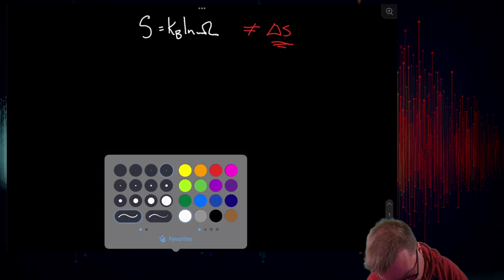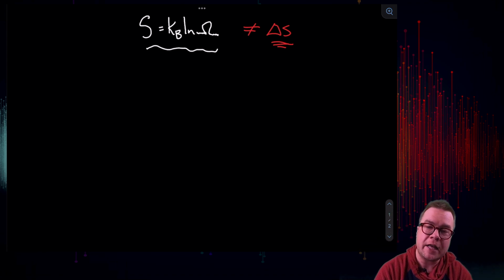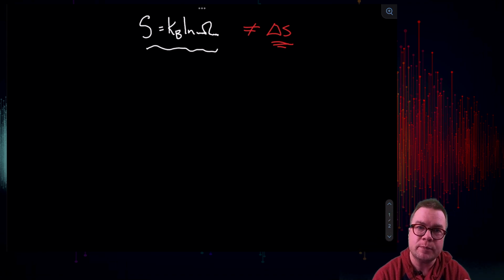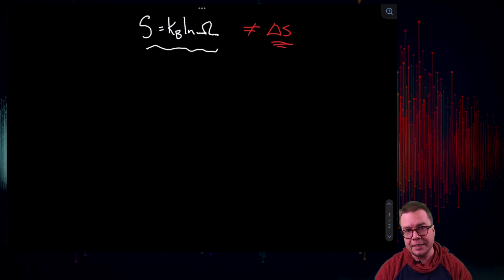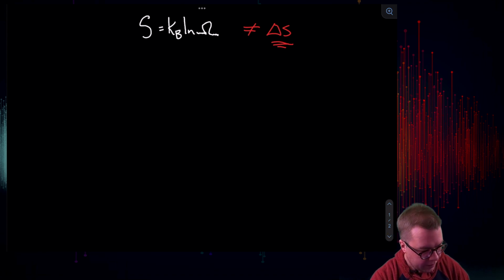But what we're going to be talking about today and in the next few videos is this absolute value of entropy. So what is the entropy of the system? Not the change in entropy, but what is the exact entropy of the system in terms of a certain number of joules per Kelvin or something like that? So that's where I want to start.